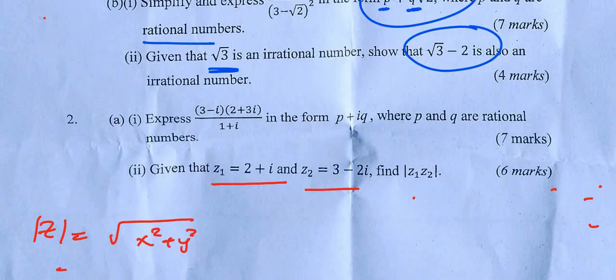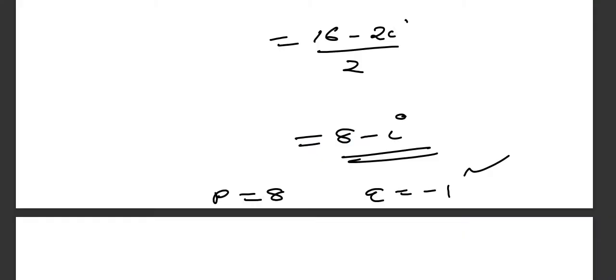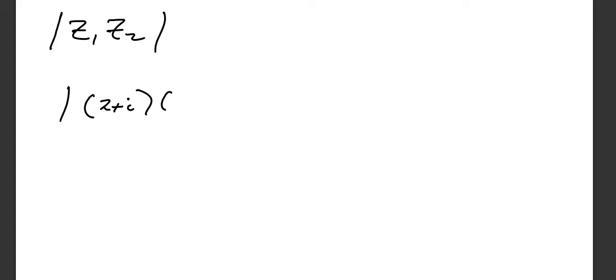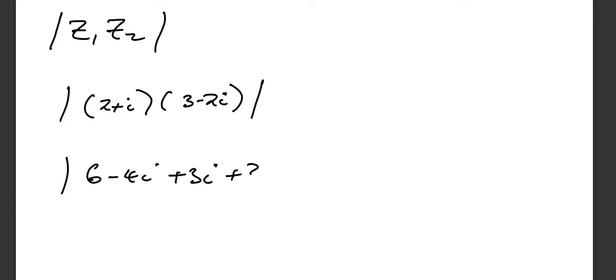So we're simply going to multiply Z1 and Z2. That's what they mean first. Multiply them first, then I'll get the modulus. So Z1 is 2 plus i, then Z2 is 3 minus 2i. When we multiply, that's going to be 4i, then plus 3i, then plus 2.